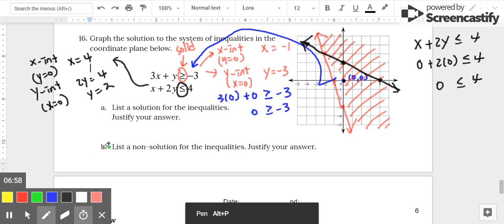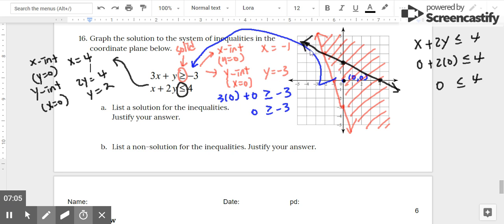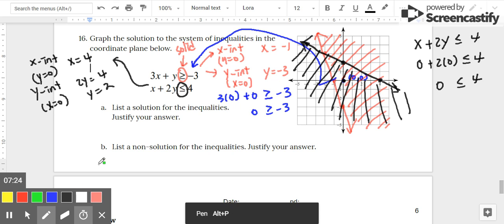So let me just color. I'm going to use black. So I'm going to color this area. All the parts lower, under this line, are going to be the solution of this inequality. So now let's list the solution for the system of inequalities. So now we need to find the double shaded part.